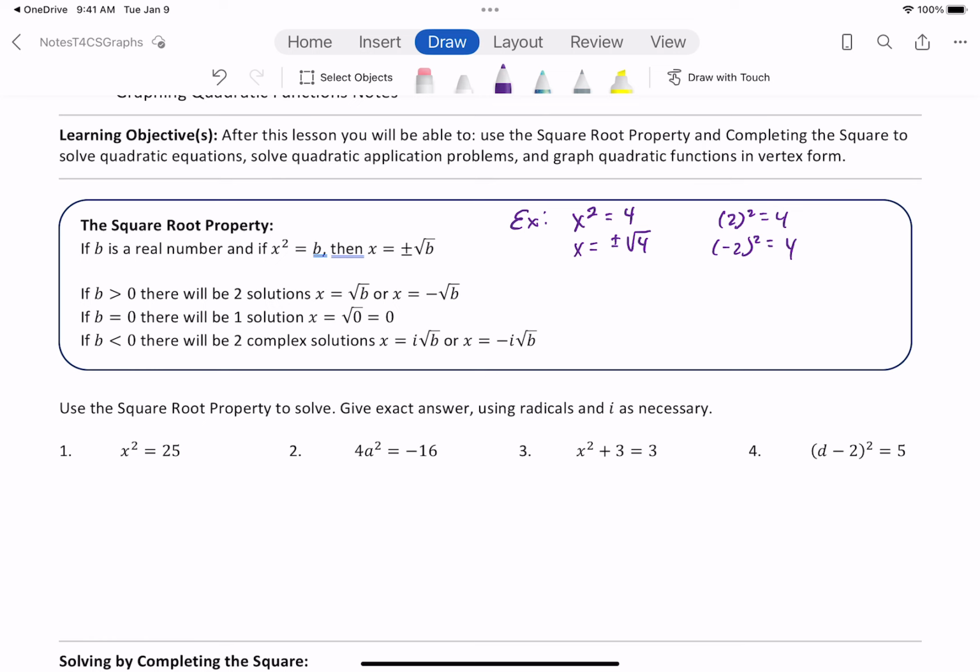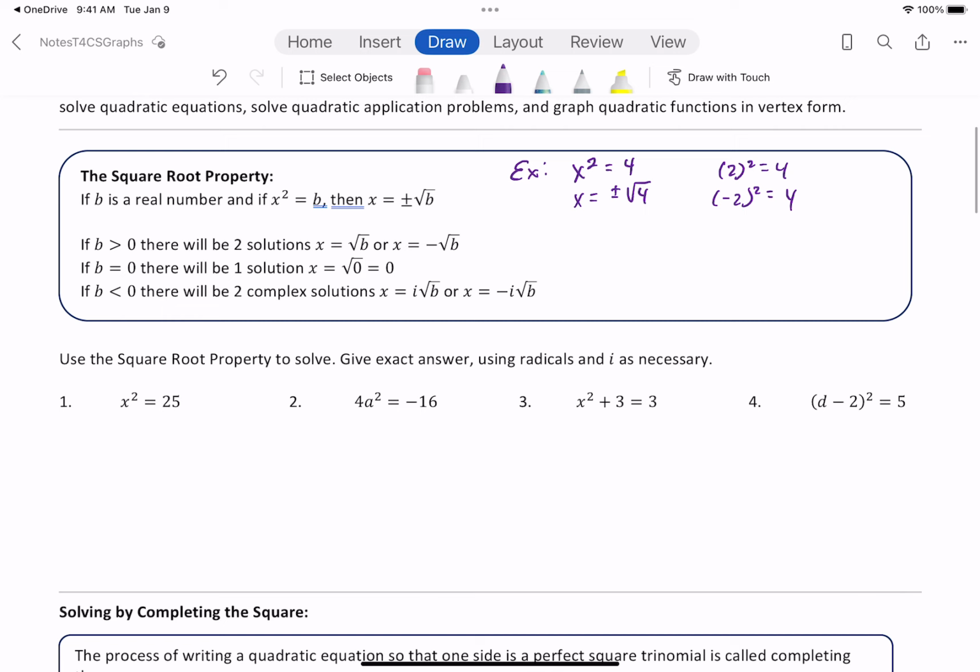Alright, so the next part is telling you, depending on what kind of number b is, how many solutions there will be. But I've illustrated each one of these situations in the examples, so let's just talk through them as we work through. So for the first one, I have x squared equals 25. So that is in the right form. X squared is equal to a constant. So I'm ready to use my square root property. So I'm just going to take the square root of both sides.